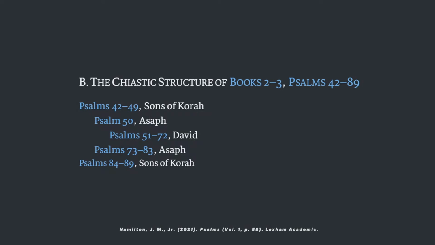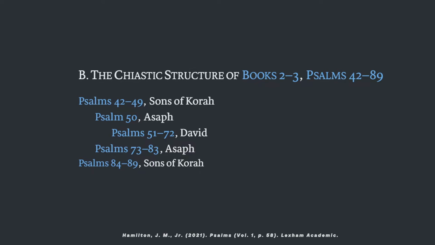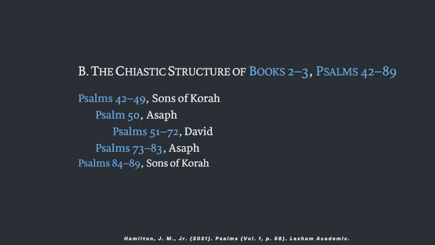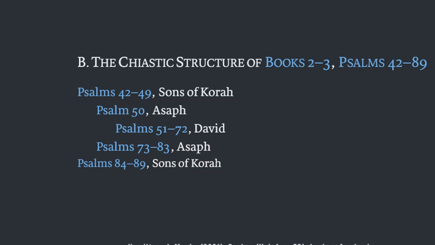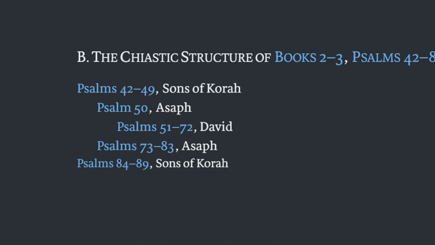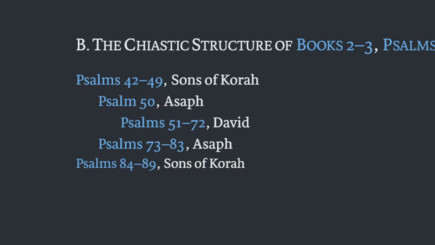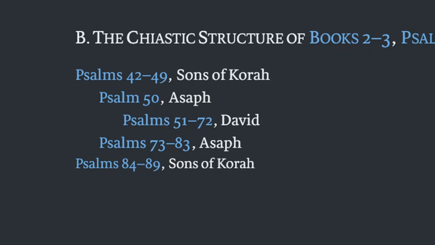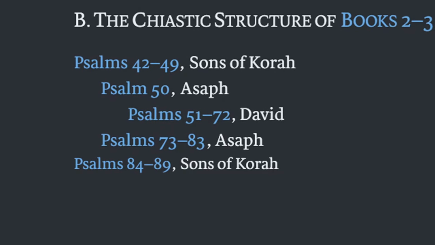As James Hamilton notes in his Psalms commentary, books 2 and 3 of the Psalter form a chiasm. So we see Psalms 42 through 49 are composed by the sons of Korah, and that's mirrored by Psalms 84 through 89. The single psalm of Asaph in Psalm 50 is mirrored by the 11 psalms of Asaph in 73 through 83, and that puts at the center David.